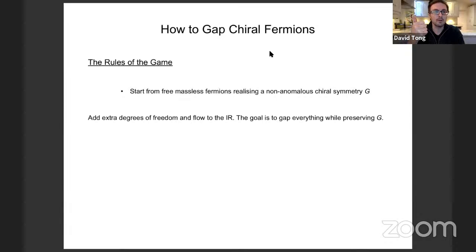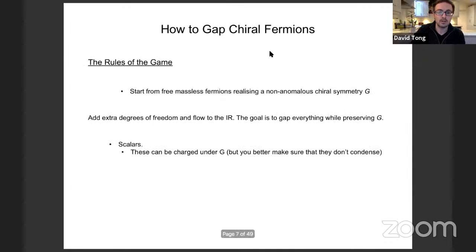Let me fill you in a little more on the details about these auxiliary degrees of freedom. They're going to come in 3 kinds. As in usual continuum quantum field theory, we'll have scalars, fermions and gauge bosons. Each of them has some caveats associated to them. Let me tell you what they are. We can add scalars into the game. The scalars can be charged under G, because there's no problem in giving bosons, spin 0 bosons, a mass without breaking G. However, if you do introduce any scalars that are charged under G, you better make sure they don't condense. Because if they condense, they break G, and spontaneous breaking of this global symmetry is just as bad as explicit breaking. So that's the caveat with the scalars.